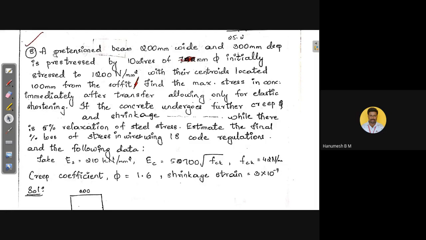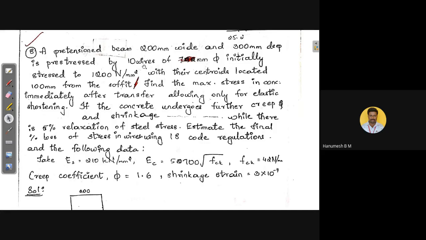Say it is a pre-tensioned beam. Pre-tensioned beam means we have to calculate losses: elastic deformation, shrinkage, creep. Okay, those are the losses we need to identify. First he has given the details. Width of the beam is 200 mm and depth is 300 mm. It is pre-stressed by 10 wires of 7 mm dia.